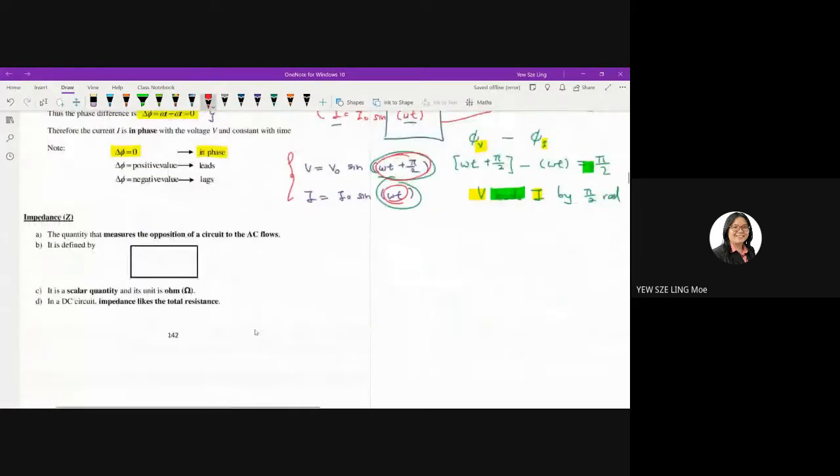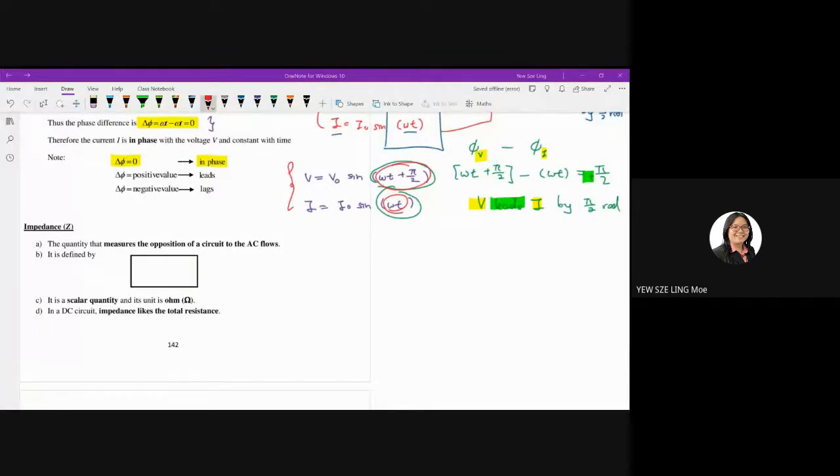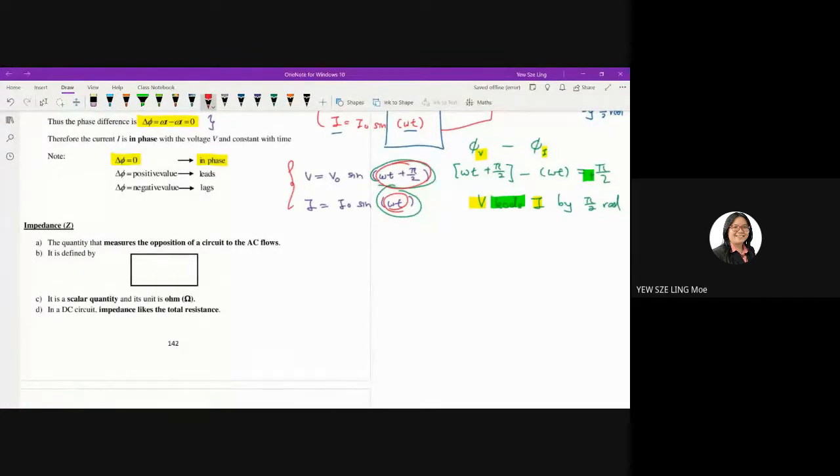Okay, so before we proceed to a pure resistor, pure capacitor, and pure inductor, let us go through important terms. We need to understand very important terms in chapter 6 first. Chapter 1, 2, 3 is direct current circuits, with just one component. When you have more than one component, how are you going to calculate the total opposition to current in a circuit? Now we use the term impedance. Impedance is a new term. It measures the opposition of a circuit to the AC flow.